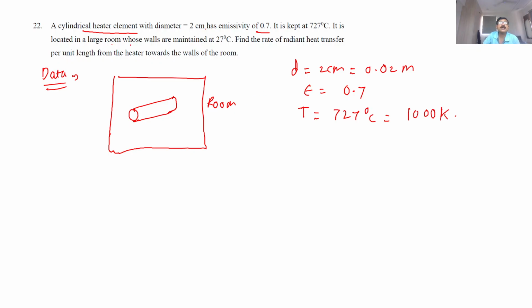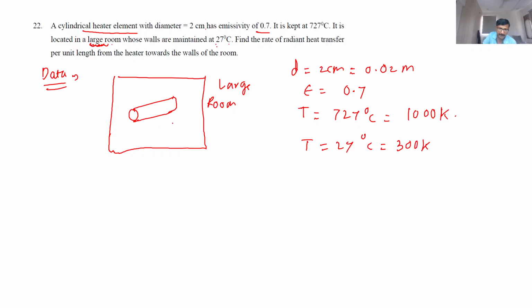It is located in a large room. Room is what? Large. So this word large is containing something. It has some mathematical data hidden in it. Whose walls are maintained at 27 degrees Celsius. So T is 27 degrees Celsius, so it is 300 Kelvin.